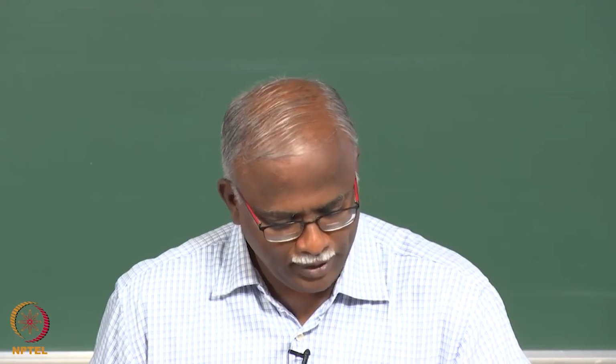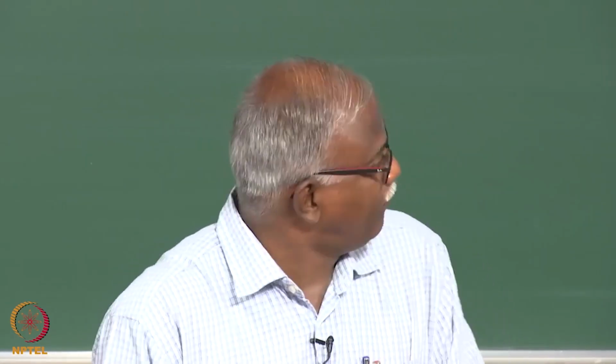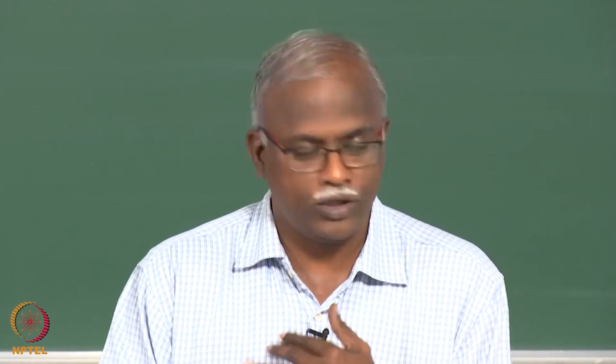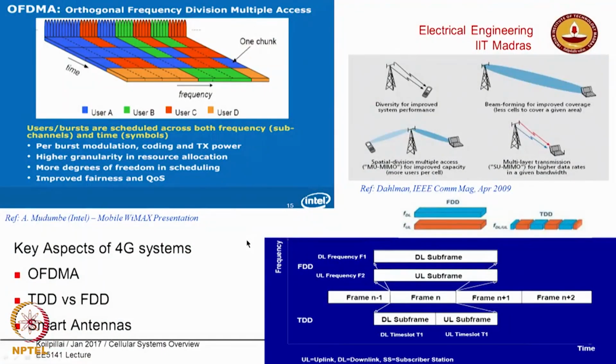So let's begin. A quick element about the 4th generation systems. They are using orthogonal frequency division multiple access as the multiple access mechanism. We talked about yesterday the use of smart antennas and the possibility of using frequency division duplex or time division duplex. There was a couple of questions on what is TDD, is one better than the other.